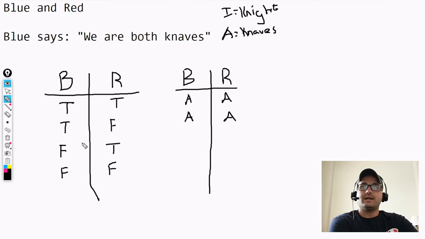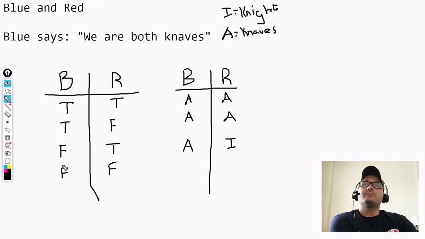Okay, third time he says it, we are both knaves. On my truth table, I have him as lying. So that means if he's lying, he can't be a knight. So he would still be a knave. But if he is lying when he says we are both knaves, that would make red a knight.